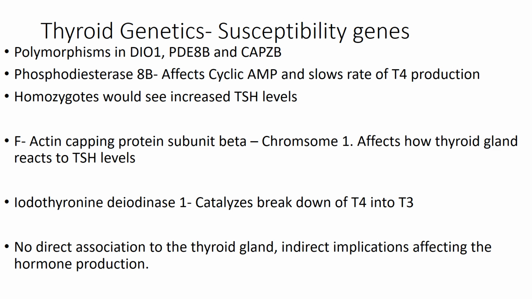Iodothyronine deiodinase 1 catalyzes the breakdown of T4 into 3,3'. These genes are not a direct cause of hypothyroidism, but are indirectly supporting it due to their hormone relations. So there is no direct association to the thyroid gland. The indirect implications are affecting thyroid hormone production.